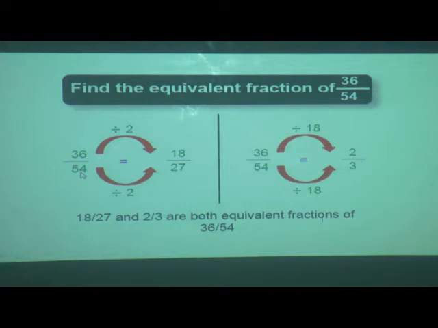So this fraction is equivalent to 36 upon 54. Yes, because it's vice versa. If you multiply this 18 by 2, again you will get 36. If you multiply 27 by 2, again you will get 54. So the word reduce is nothing but dividing by the same number in the numerator and the denominator. Now this fraction we got can be reduced again. We can reduce this fraction.